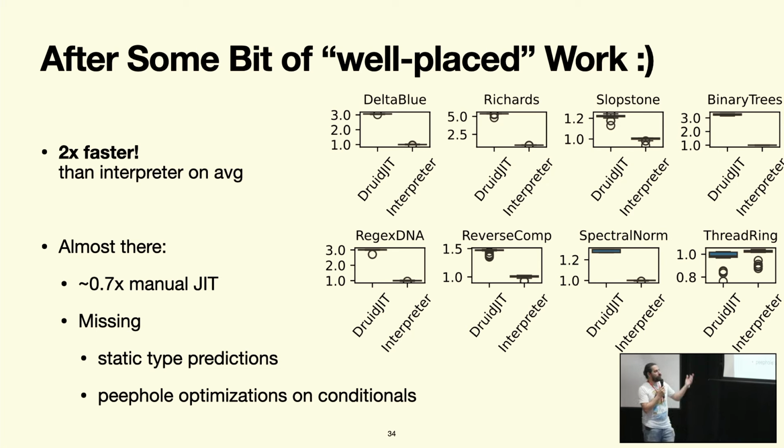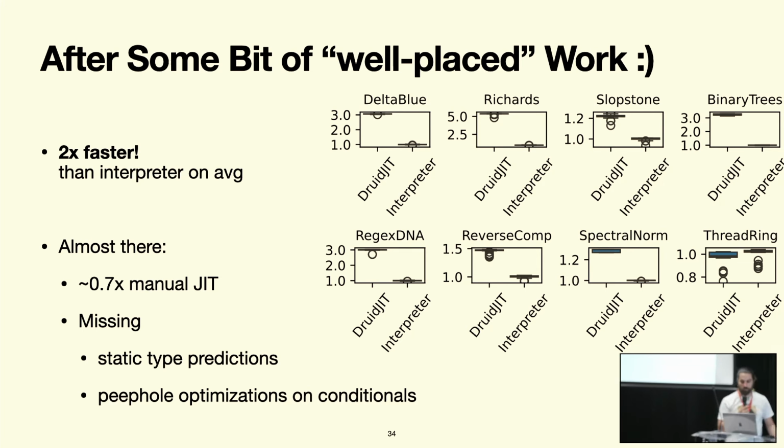So, for example, some things that we are missing, actually, we have implemented them in the last couple of weeks. So we have static type predictions, some peephole optimizations on conditionals that are there in the production one, but we didn't have it in our compiler generation. So this is nice. So what's next?